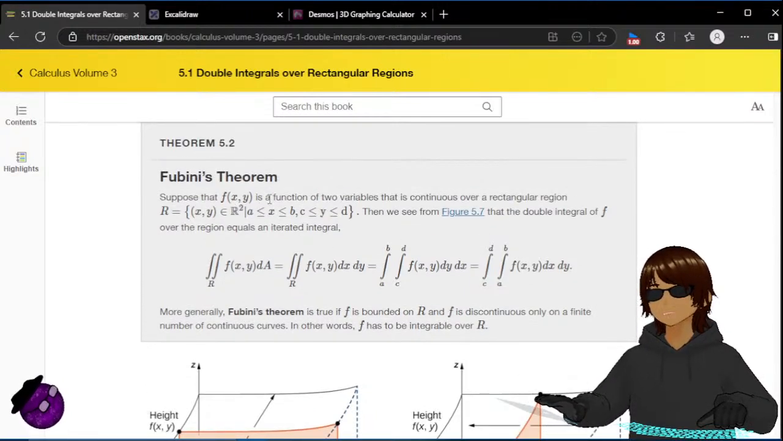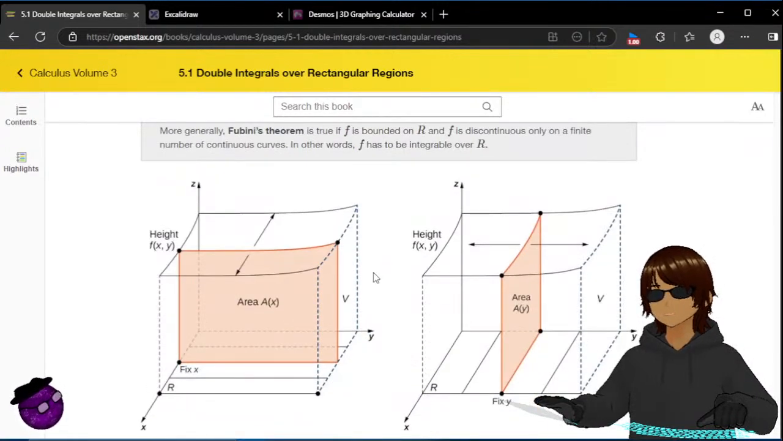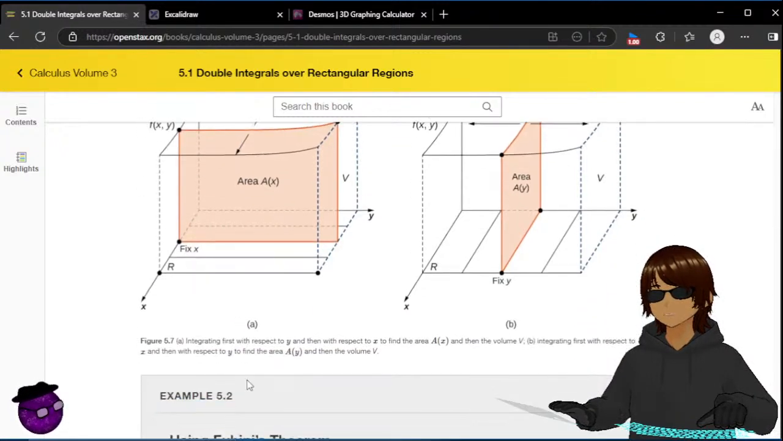Suppose that f of x, y is a function of two variables that is continuous over a rectangular region. Then we see from figure 5.7 that the double integral of f over the region equals an iterated integral. More generally, Fubini's theorem is true if f is bounded on R and f is discontinuous only on a finite number of continuous curves. In other words, f is integrable over R.